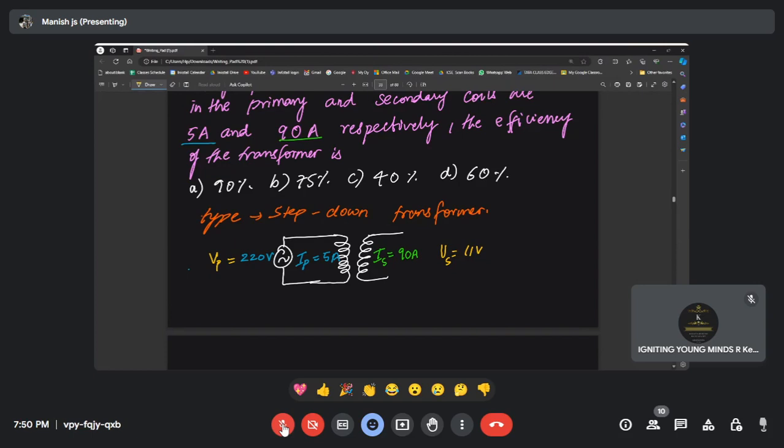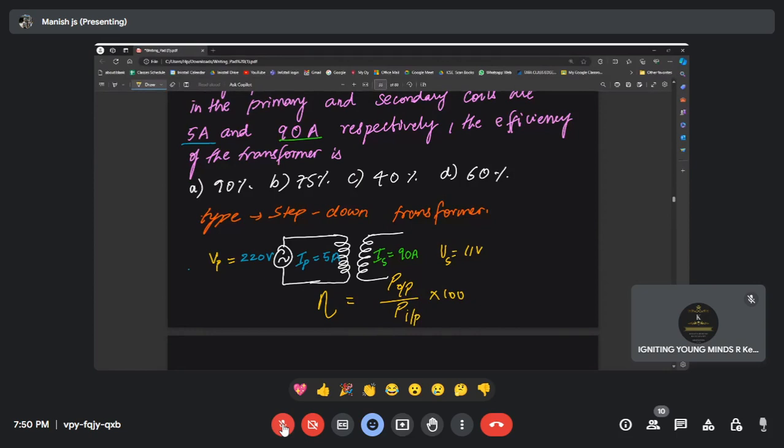And now we can calculate the efficiency of the transformer. What is the formula for the efficiency of the transformer? It is given by the symbol eta, where eta represents the efficiency. Very simple: it is output power upon input power. The ratio of output to input power, times 100, is basically the efficiency.